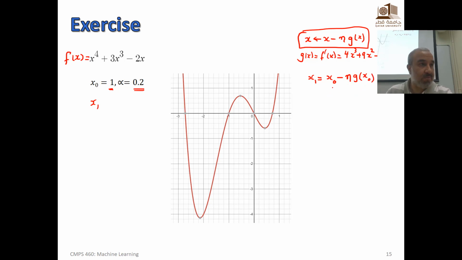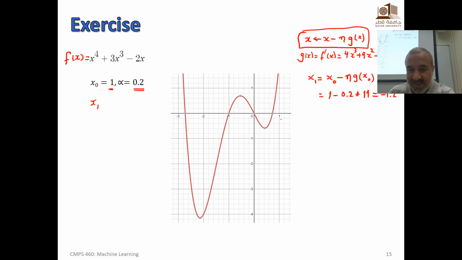Then 1 minus 0.2 times 11. So g of x0, if we substitute x by 1 here, we will get 11. Okay. So this is 1 minus 2.2, which is negative 1.2. What does that mean? Any question first on that? Do you understand how we got that?